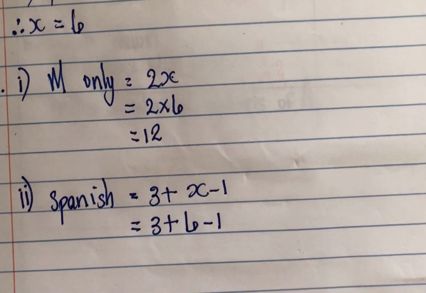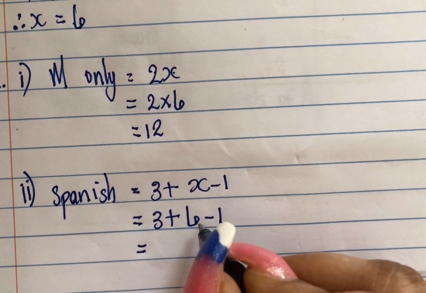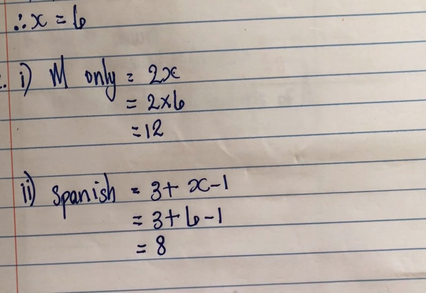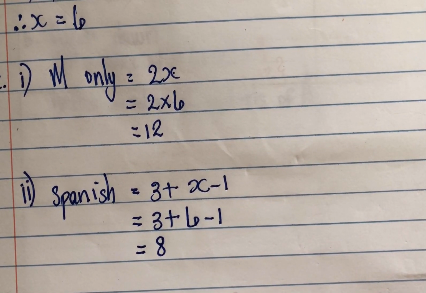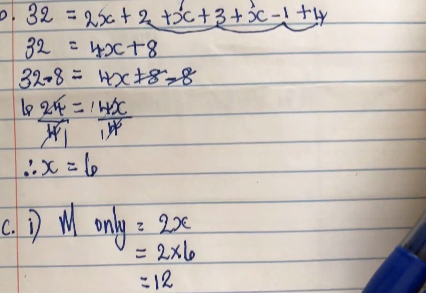And then I simplify. 3 plus 6 is 9. 9 minus 1 leaves me with 8. And I'm finished. Yes, I know it has been a mouthful.